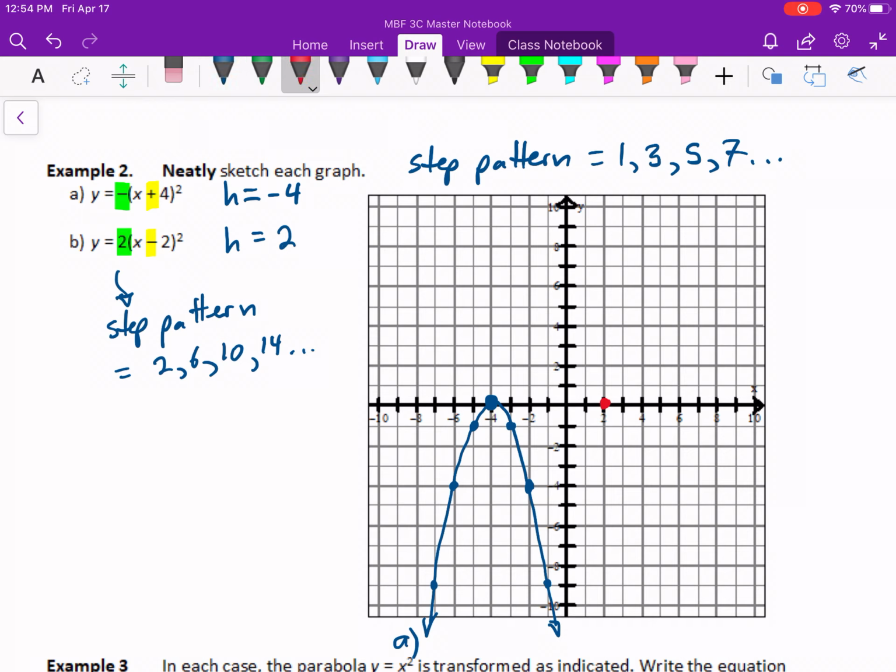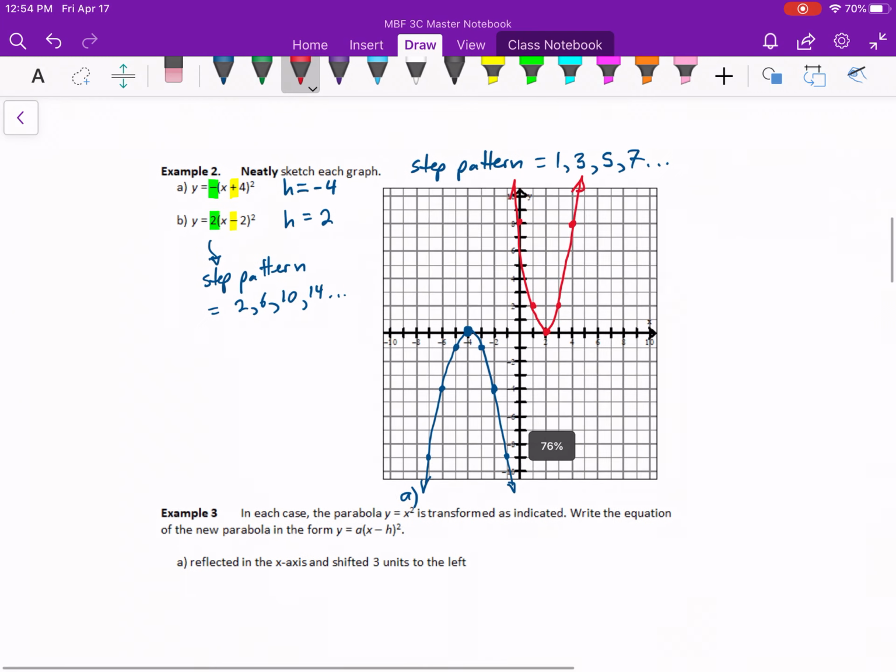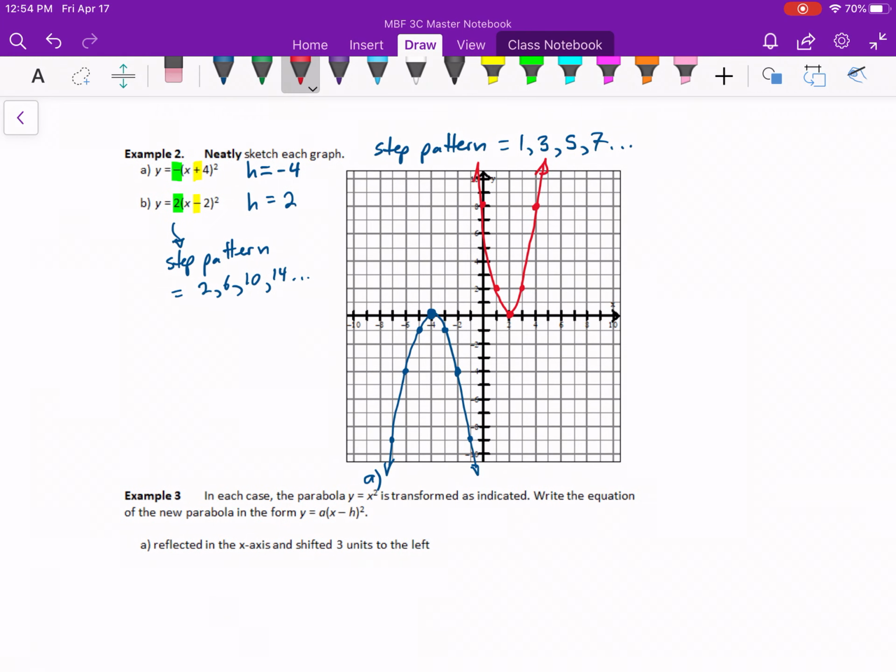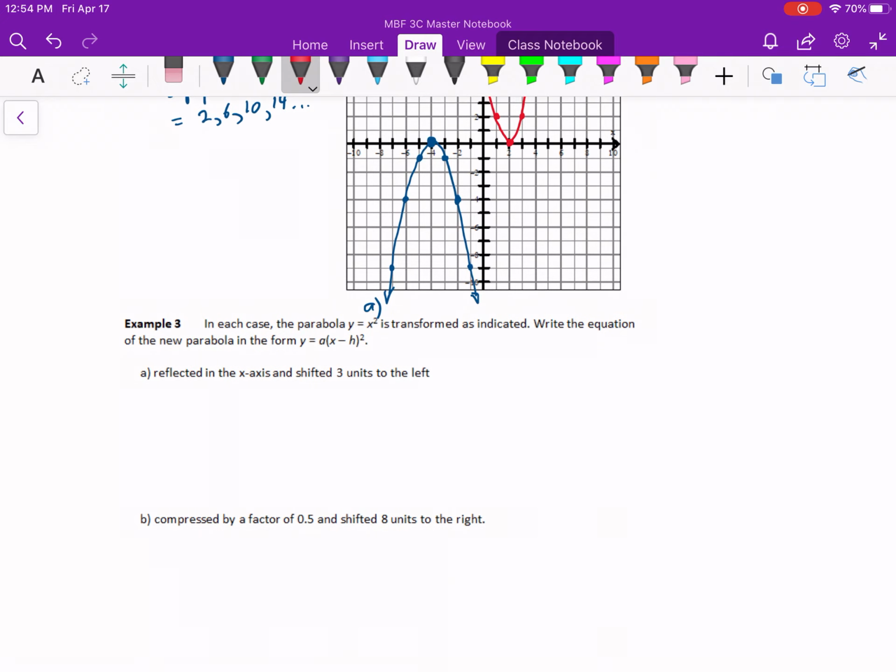So I'm going to go over 1 from the vertex and go up by 2 for my first step. Then I'm going to go over 1, and I'm going to go up 6 from that step. And again, now I've run out of room. So I'll just do my symmetry, get my U shape, and you can see that I'm able to graph these really quickly. So that's a nice thing. If you know the step pattern, you know what a, k, and h mean, then you can graph them pretty quickly.